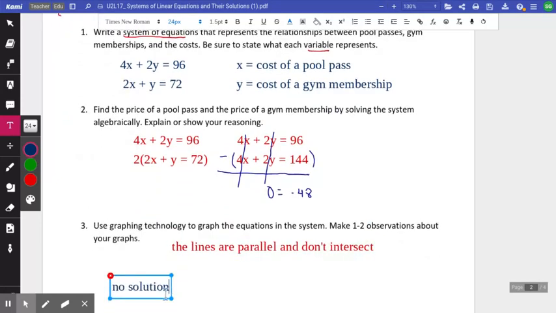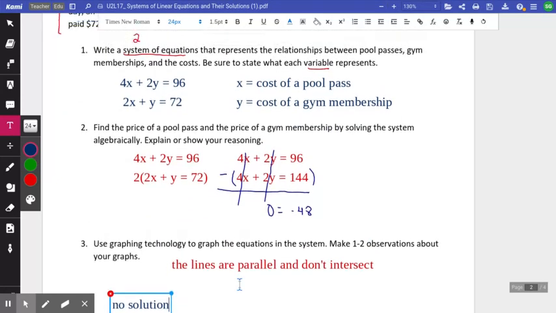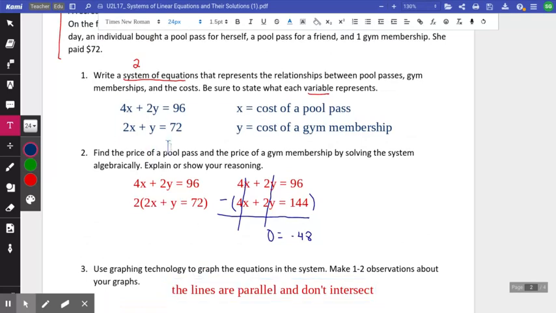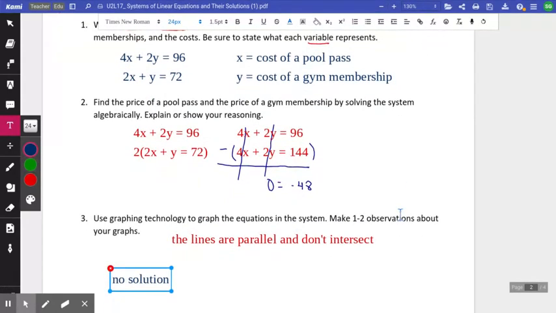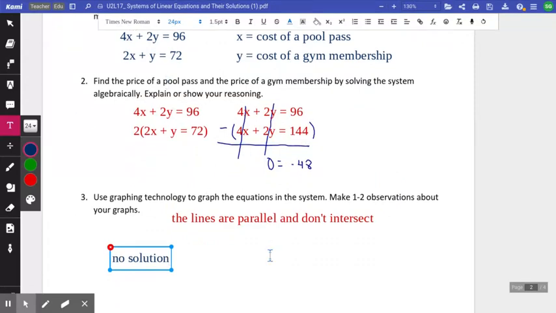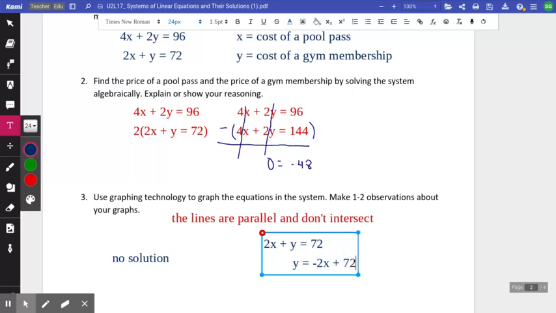Hence, the no solution. The last thing you could do is change these equations into slope-intercept form and make an observation from that. So let's do that. I'm going to start with the second equation because it's already pretty close to slope-intercept form. When I take this equation and solve for y, we would do that by subtracting 2x on both sides, and you get negative 2x plus 72.